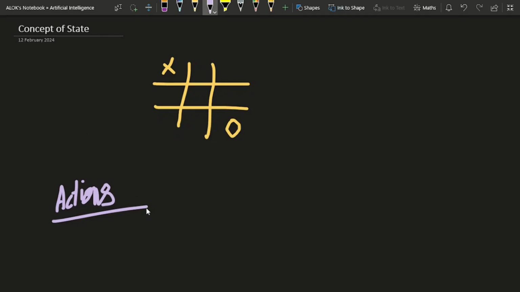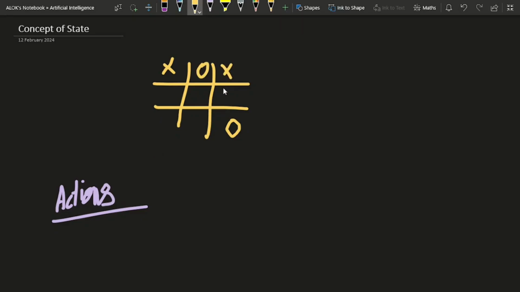Actions are the set of choices that we can choose in a given state. Suppose in this state, it's now X's turn. So the X player can now put a cross over here or a cross over here. So these are the set of actions, the set of choices available to X.